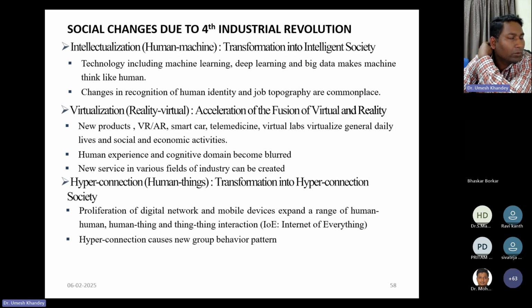Hyperconnection causes new group behavior patterns. Human-things interaction, or you can say the internet of everything, is now coming into the picture, which is creating a separate kind of society. These are some of the changes we have seen through this fourth industrial revolution, where you are not only interacting with human beings but also with machines, non-living things. After interacting with them, you are making those machines intelligent to interact and communicate with you, and this is ultimately leading to a separate society behavior pattern.